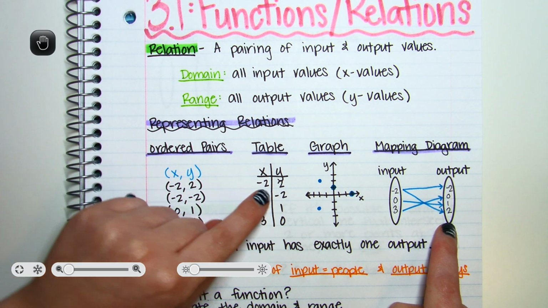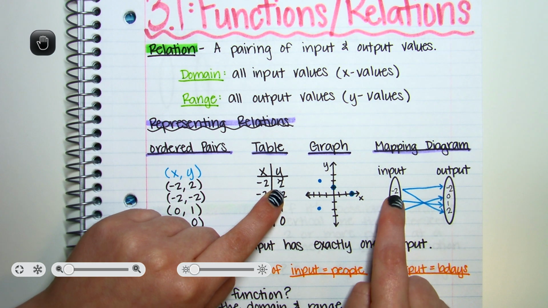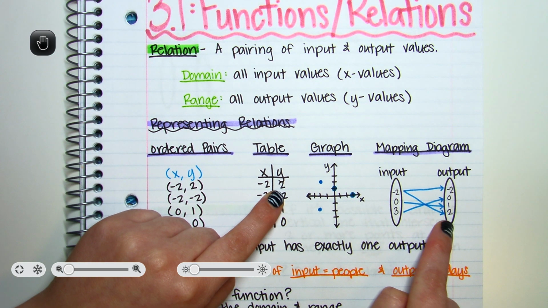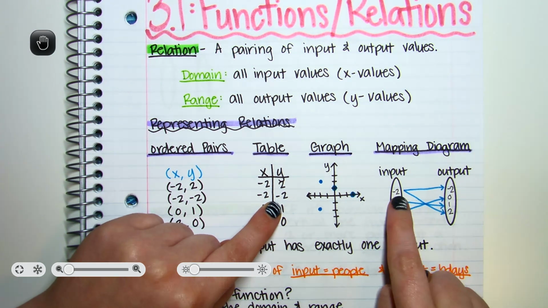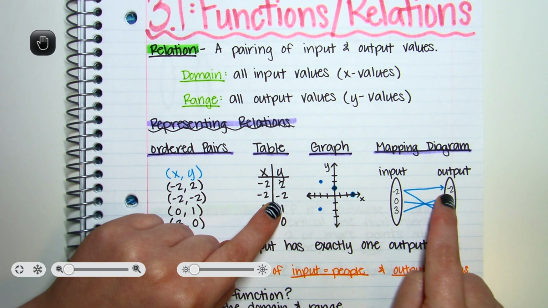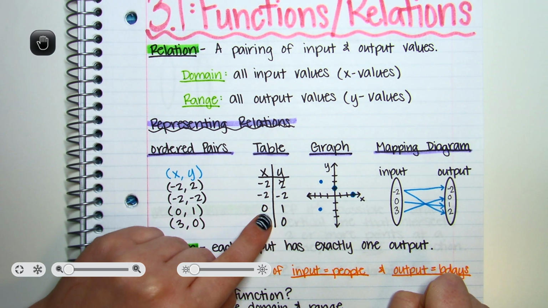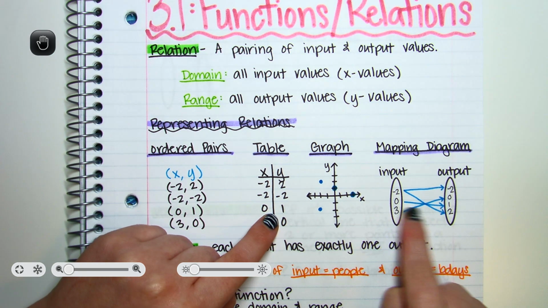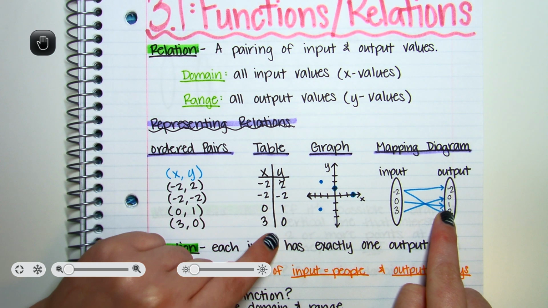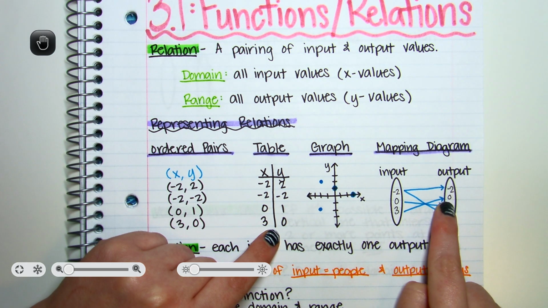So for my mapping diagram, the first point, -2 goes to 2, -2 also goes to -2. So -2 also maps over here to -2. And so on. So 0, the output is 1. So on my mapping diagram, 0 goes over here to 1. And then the last one, 3 goes to 0. So 3 comes up here to 0.